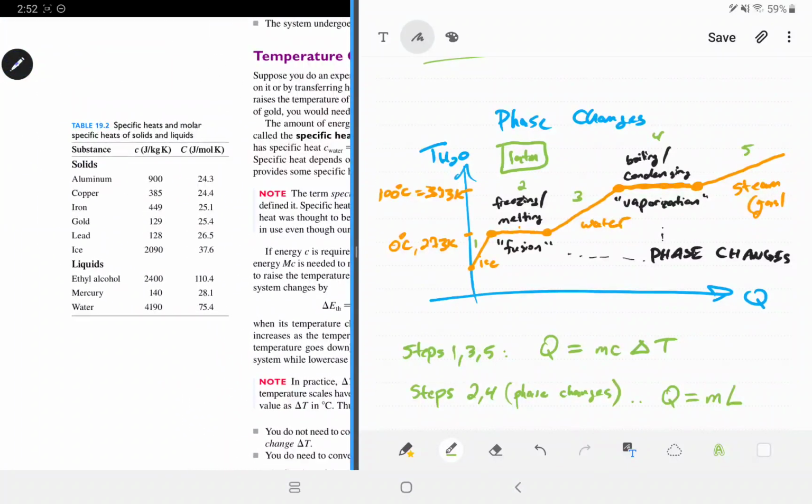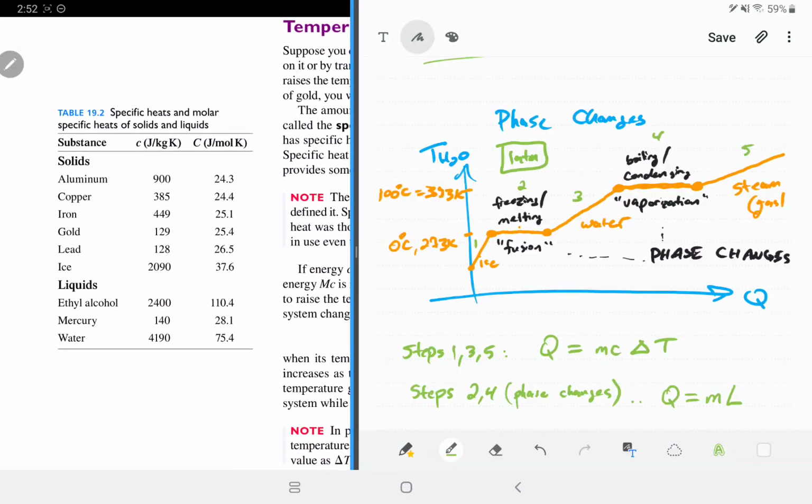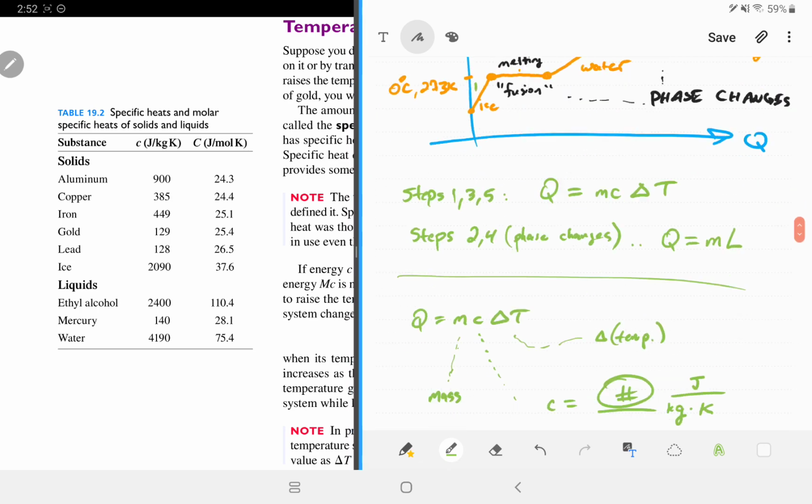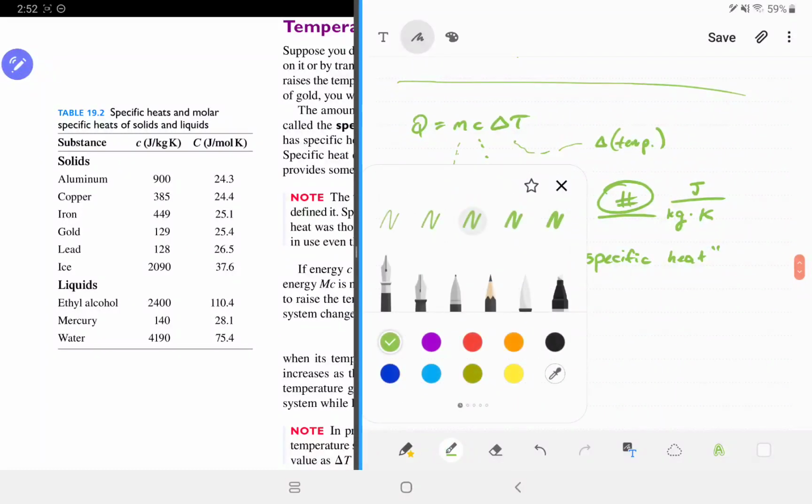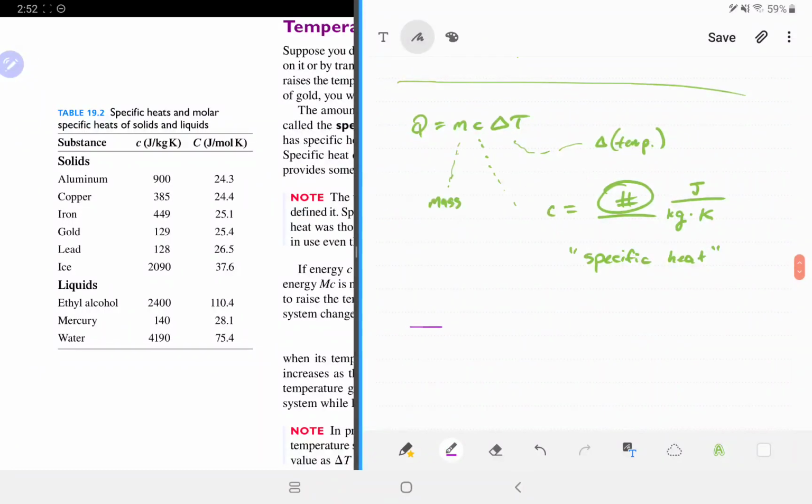So if you take a look at this table right here, it shows that for water, the very last row of this table, it gives a value, so this lowercase c is the one by mass, and it's 4,190. So c for water is 4,190 joules per kilogram Kelvin.